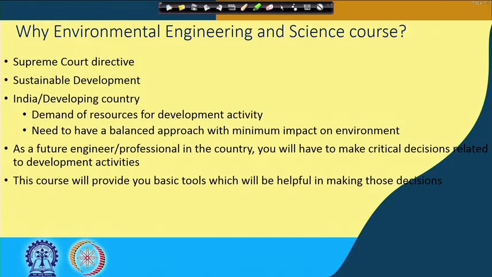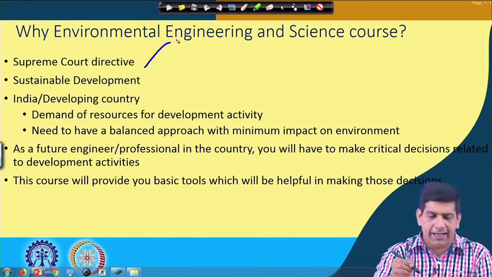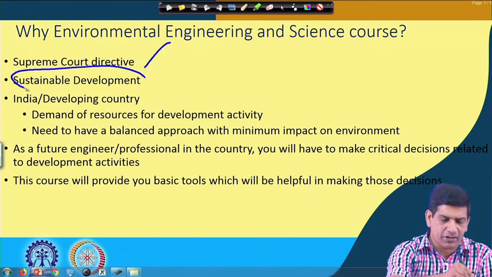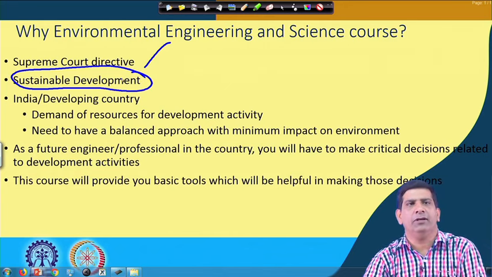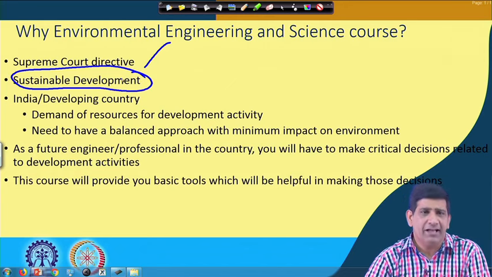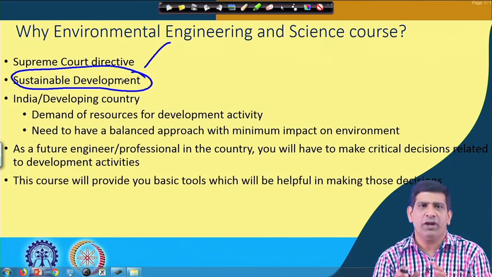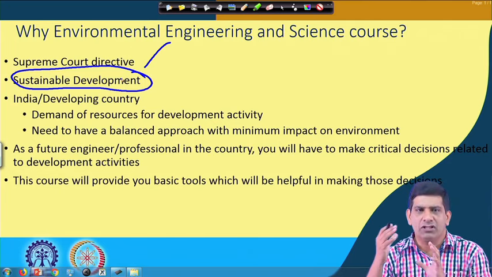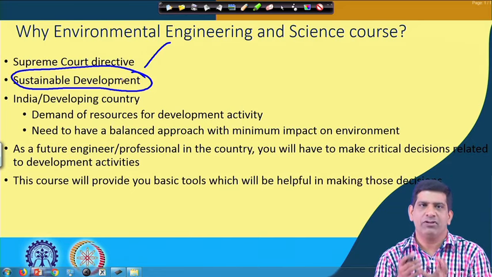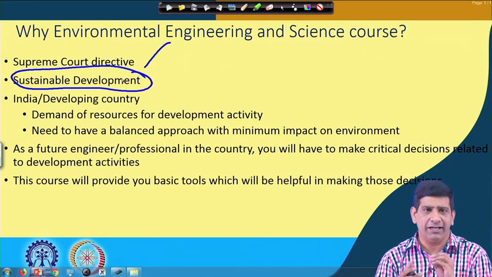So the Supreme Court directive came, and then the course was being developed in many institutions. And then we also started having a concept called sustainable development. Now what does sustainable development mean? Sustainable development means that we use the resources available from Mother Earth in such a way that our future generation can also use similar resources. Future generations should have availability of those similar resources, and we'll talk in great detail about that.